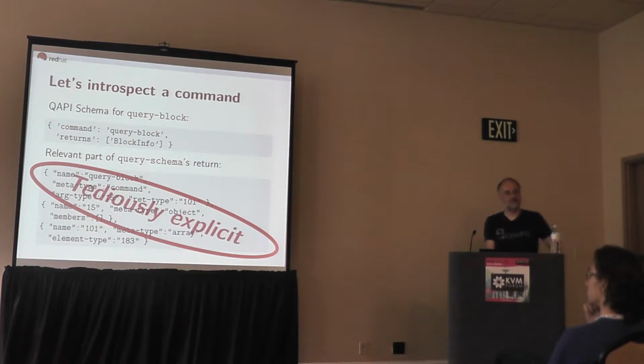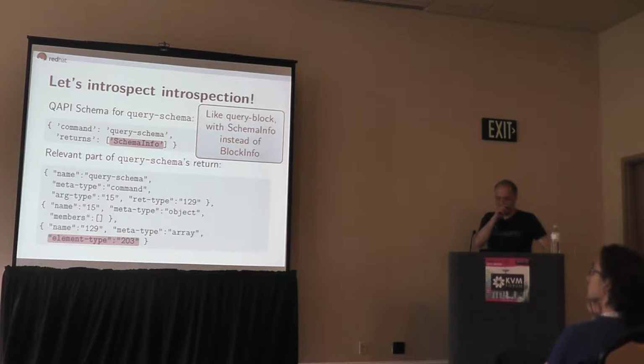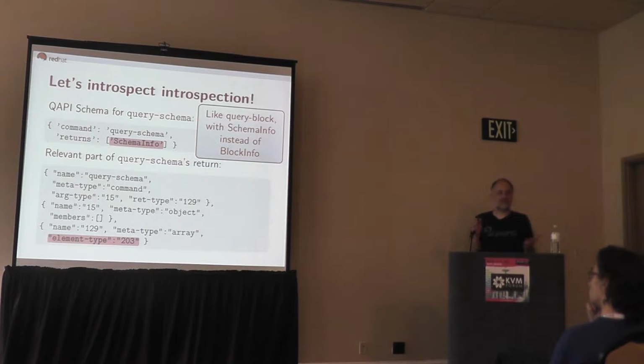Easy, isn't it? So let's do something more fun and interesting instead. Let's introspect introspection. So here's the top again, schema for the command, query-schema instead of query-block, and on the bottom what query-schema returns for it. And it's really the same, except it's SchemaInfo instead of BlockInfo. So the new part, the part we want to look into now, that's SchemaInfo.